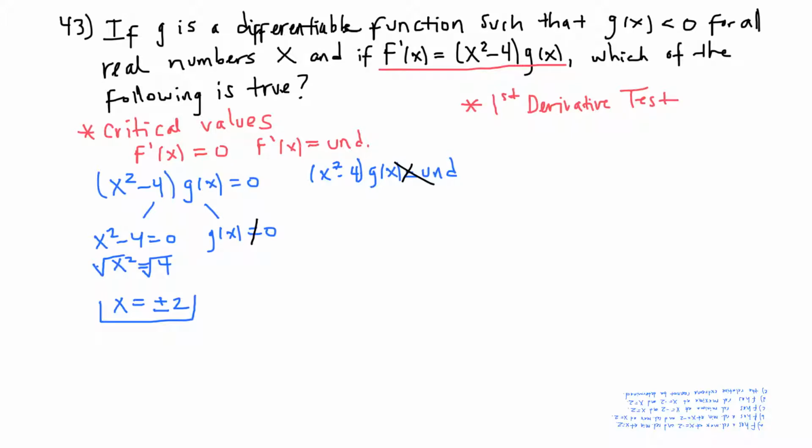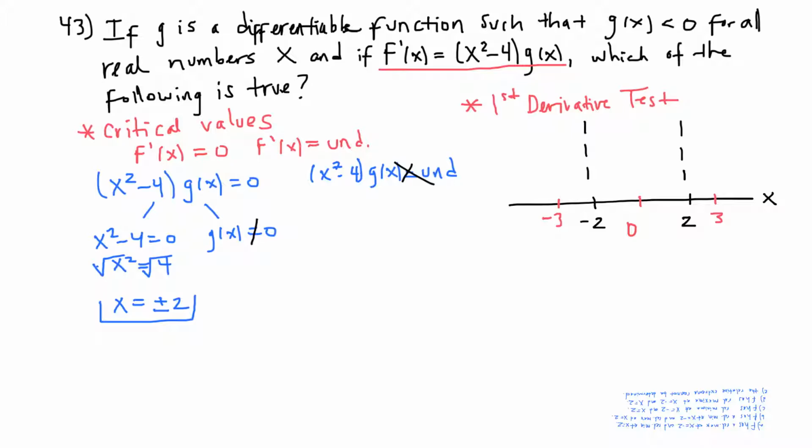And so that means make a number line, call it x. Remember these? Plot your critical values. And then figure out if you have positives or negatives or something else. So we're going to test values to the left of -2, something like -3. We could try 0. And we could try 3.